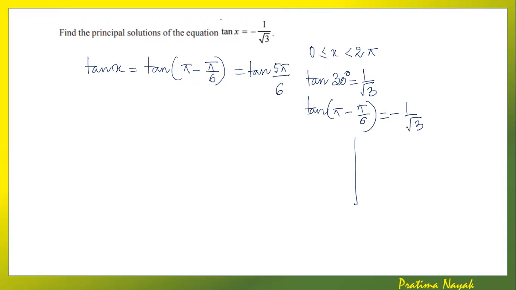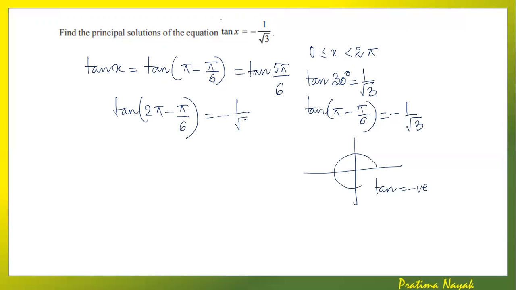Yes. Again, in the fourth quadrant, tan is negative. So it can be 2 pi minus pi by 6. So tan of 2 pi minus pi by 6 is also minus 1 by root 3. This will be tan 11 pi by 6 equal to minus 1 by root 3. So what are the principal values? One is 5 pi by 6, another is 11 pi by 6.